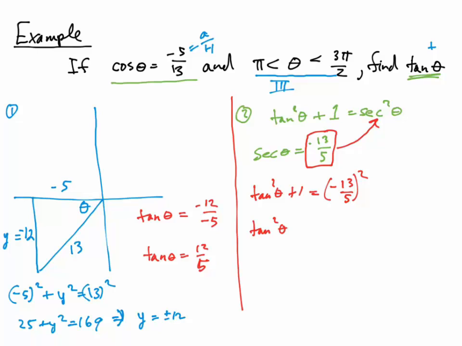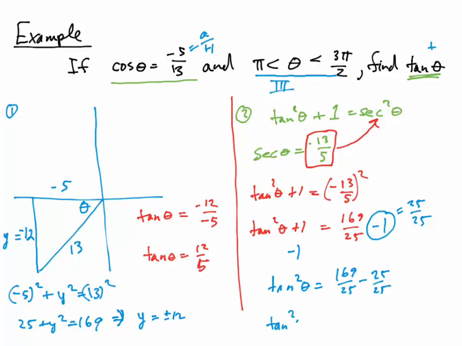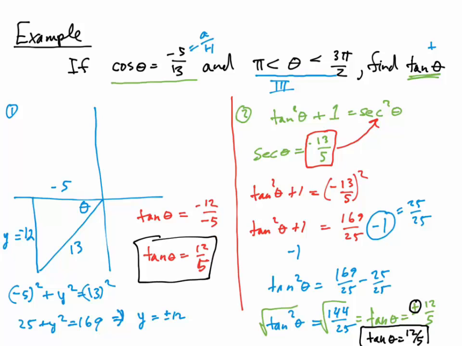So tangent squared theta plus 1 is equal to 169 over 25. Then we need to subtract 1 from both sides. Well, 1 is the same thing as 25 over 25. So we'll say tangent squared theta equals 169 over 25 minus 25 over 25. We get tangent squared theta equals 144 over 25. And then let's take the square root of both sides. This leads to tangent theta equal to plus or minus 12 over 5. Now, because we're in quadrant 3, tangent is positive, so we're only going to use the positive value here. So ultimately, we're going to end up with tangent theta is equal to 12 over 5 as our solution. Okay, and that squares with what we had in the other method that we used.